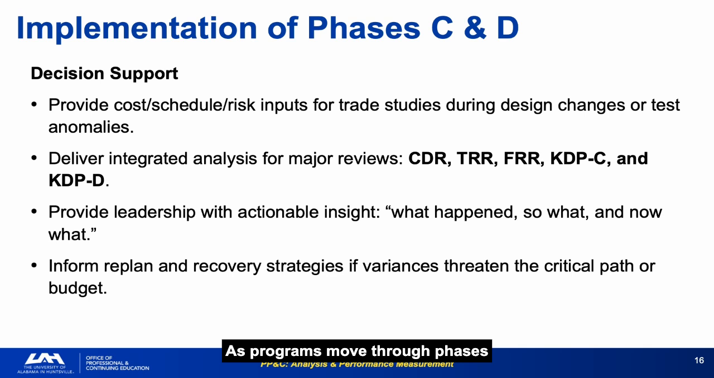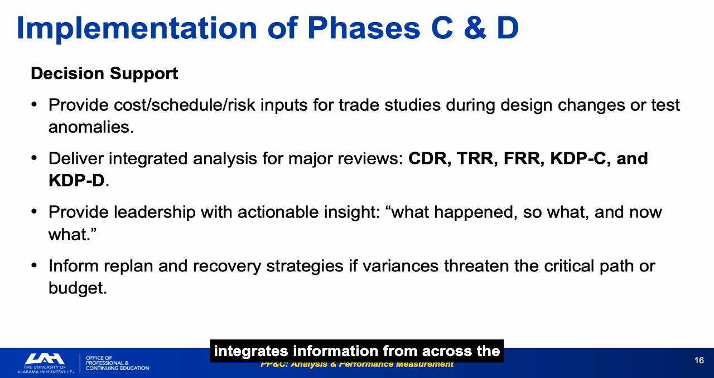As programs move through phases C and D, PPNC becomes a critical decision support function. At this stage, our role extends beyond tracking performance to helping leadership understand the impact of technical issues, design changes, test anomalies, and emerging risks on cost, schedule, and program objectives.